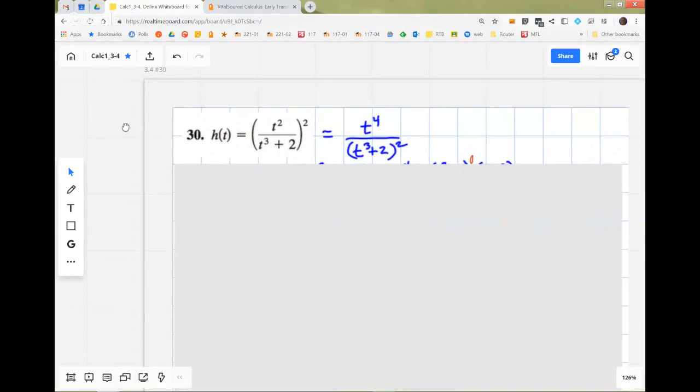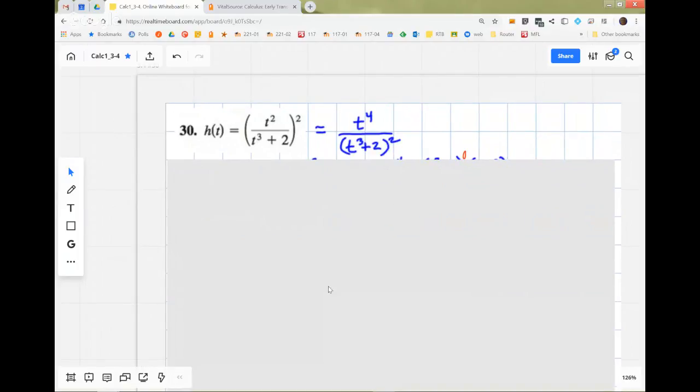Number 30. So here I did a little algebra before we did the derivative. So I saved myself from that outer power rule. So I just squared everything. Okay. Now what? Quotient rule time.